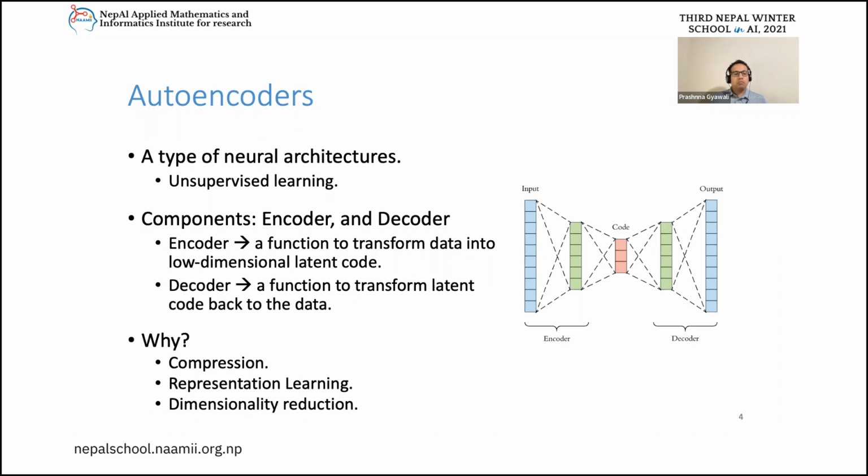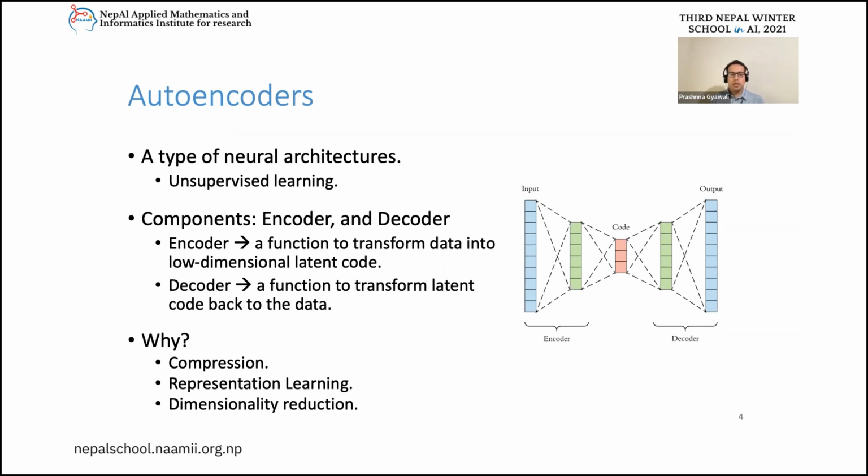Another concept that has been quite popular these days, especially with the rise of deep learning, is representation learning, where we try to learn some abstract representation of the data set. Autoencoders are extensively considered when we want to learn such representation from the data set. And third, which would already be quite obvious, is to reduce the dimensions of the data set.